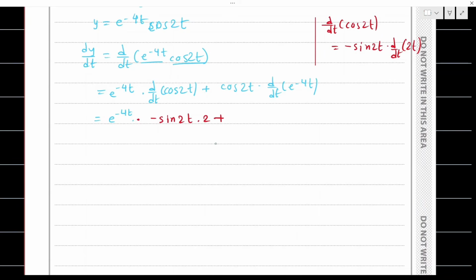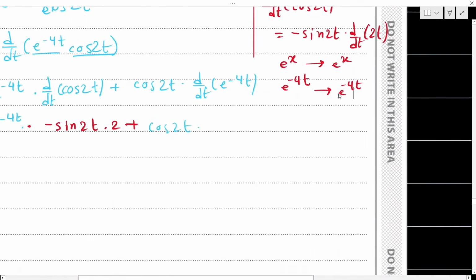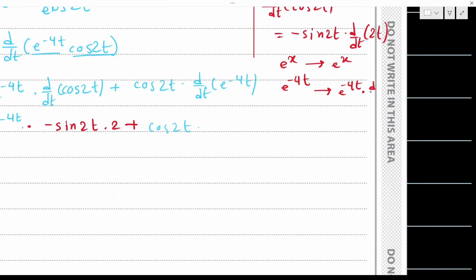Now again I can write cos 2t into the differentiation of e to the power of minus 4t. We know that the differentiation of e to the power of x is e to the power of x. Following that logic, e to the power of minus 4t should be equal to e to the power of minus 4t. But as we are assuming minus 4t as x, we need to differentiate minus 4t and multiply it with our expression. Again, this is according to the chain rule for differentiation.